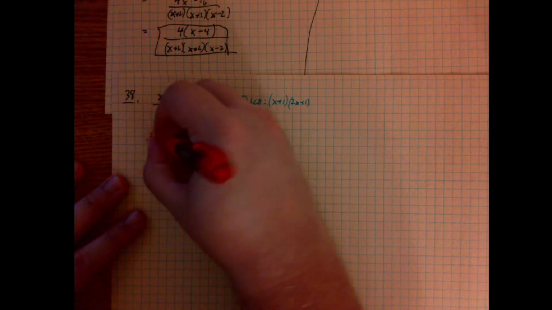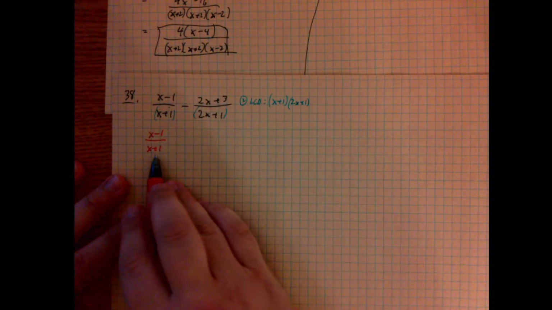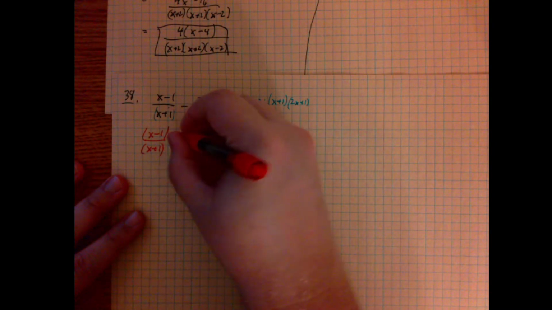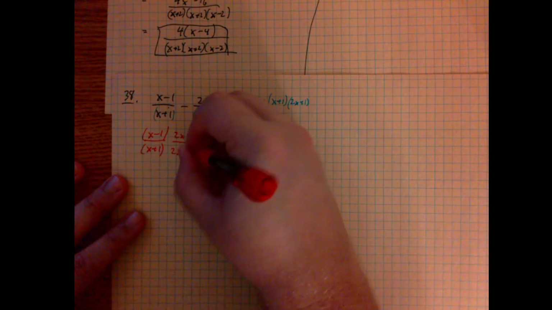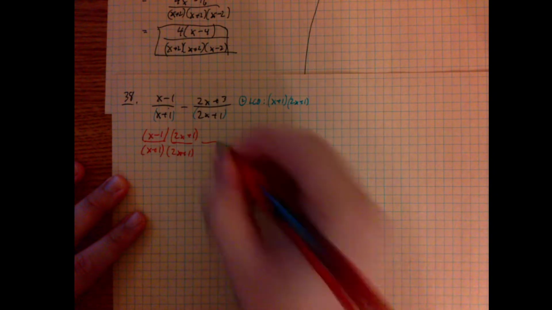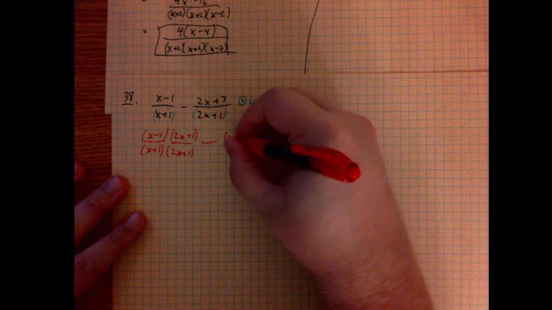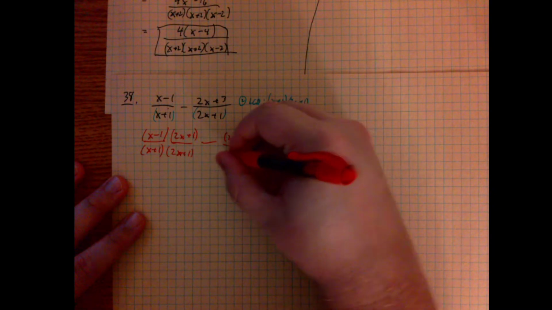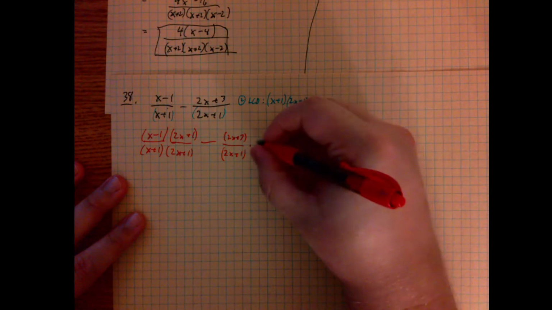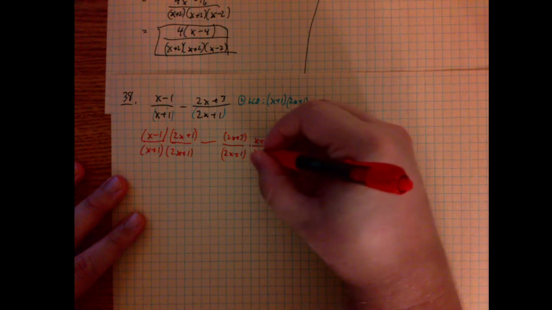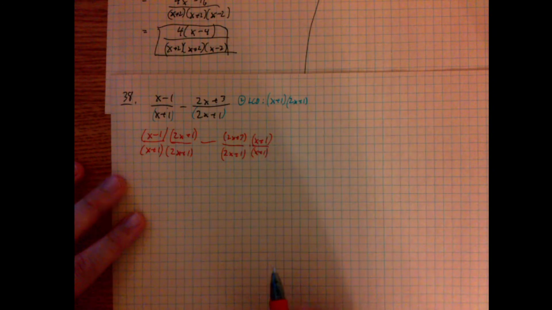Next step, I want to multiply each fraction by the one fraction that will cause them to match least common denominators. So I multiply x minus 1 over x plus 1 by 2x plus 1 on top and 2x plus 1 on bottom, minus 2x plus 3 over 2x plus 1, and I take the second one and multiply by its respective fraction, which is x plus 1 over x plus 1.